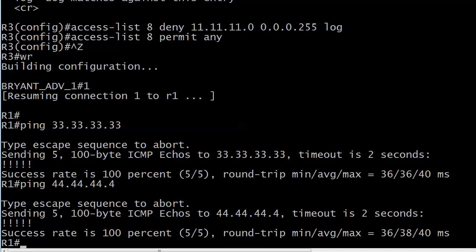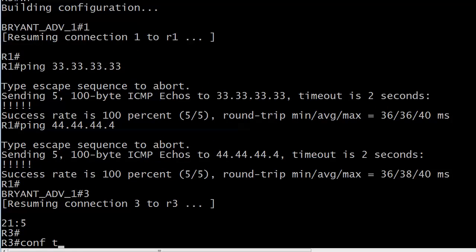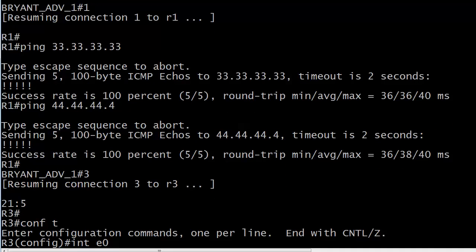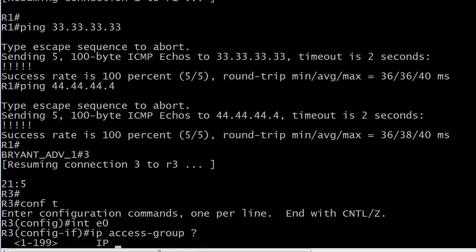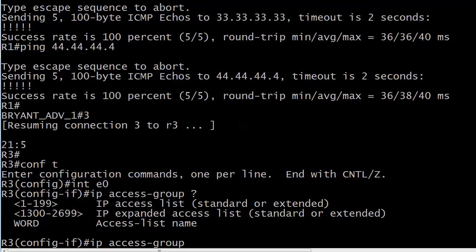You'd be surprised how often that comes up in lab work. You really would be. We wrote the ACL on router 3 that we can see at the top of the screen, but we didn't apply it. So we did decide that was going to go on Ethernet E0. The command we know is ip access-group, and we know it's number 8.